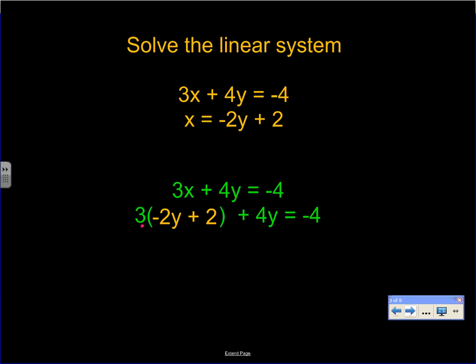Well, we know if we have this 3 outside the parentheses, the distributive property will work here. 3 times negative 2y is negative 6y. And 3 times 2 is 6. Is it a positive or negative 6? Positive 6, so we put a plus 6 there. We drop down plus 4y, and we drop down negative 4.